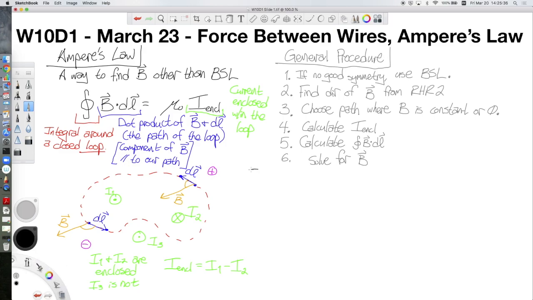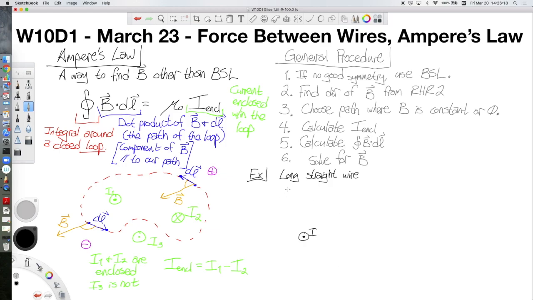And the first example we're going to do is going to be a long straight wire. So let's have that wire carry current directly out of the page. So there's good symmetry here, so Ampere's law is a good choice. And we want to find the direction of the magnetic field from the right-hand rule. So we remember this. The magnetic field makes circles around the wire. And the magnetic field in this case will be making counterclockwise circles for this orientation.